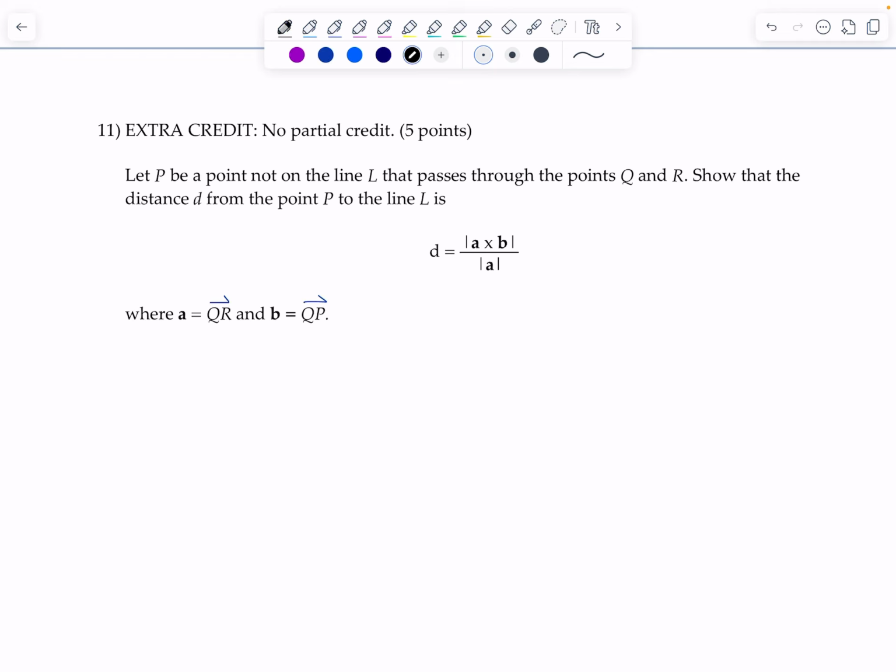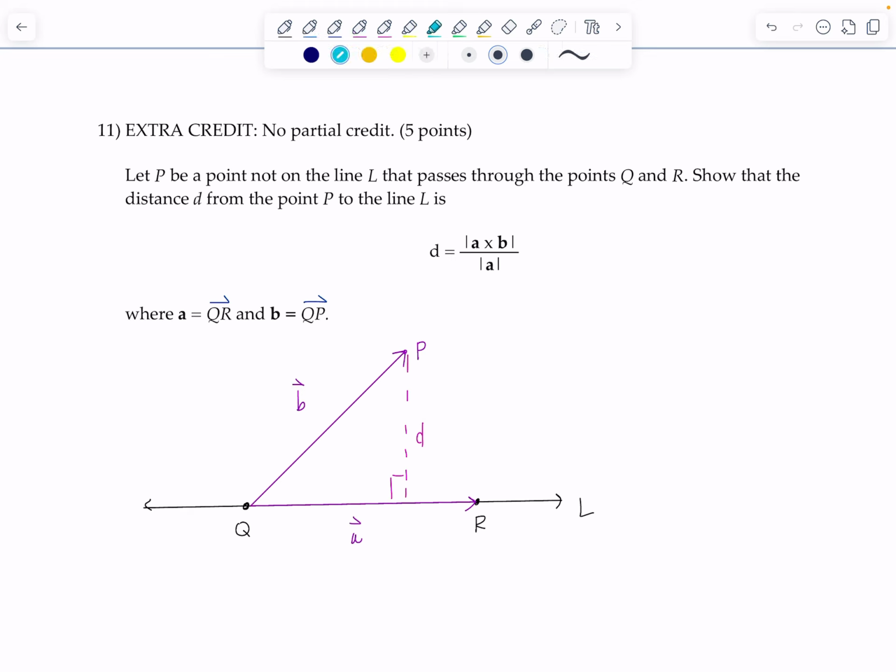So let's draw. This isn't like such a super formal proof as long as they had a good diagram going. Here's the line L. It passes through the points Q and R. So we're going to make a vector QR. And then the point P is somewhere over here. The vector QP is called B. This one's A. We want this distance here. There are a couple different ways they could have shown, actually 3 different ways they could have done this one. I think the easiest, most popular one was people made a parallelogram. Okay.